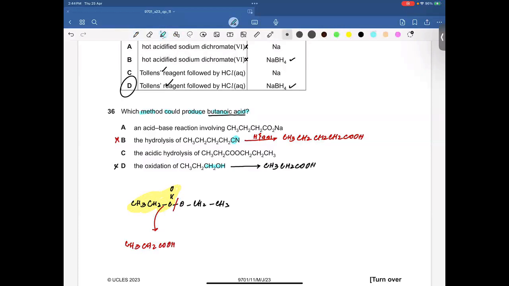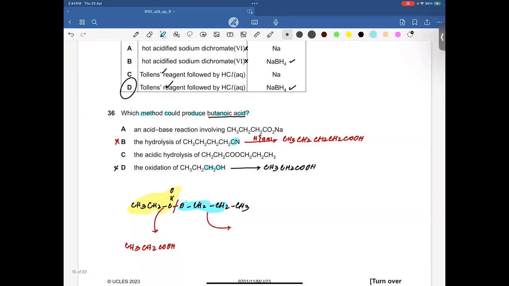And this part of the ester is going to come from the alcohol. So it's going to be CH3, CH2, CH2... my bad. Okay, no problem at all. CH2 and then CH3. CH3, CH2, CH2. Oh, hold on. CH3, CH2, CH2. Okay. So this must be propanol.